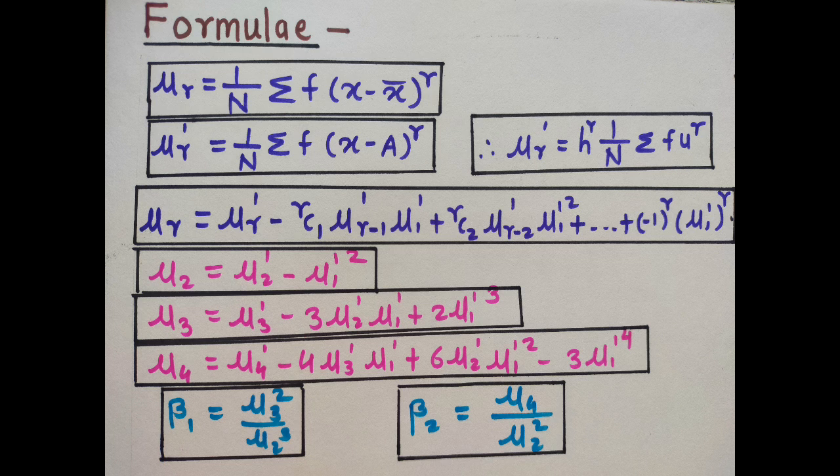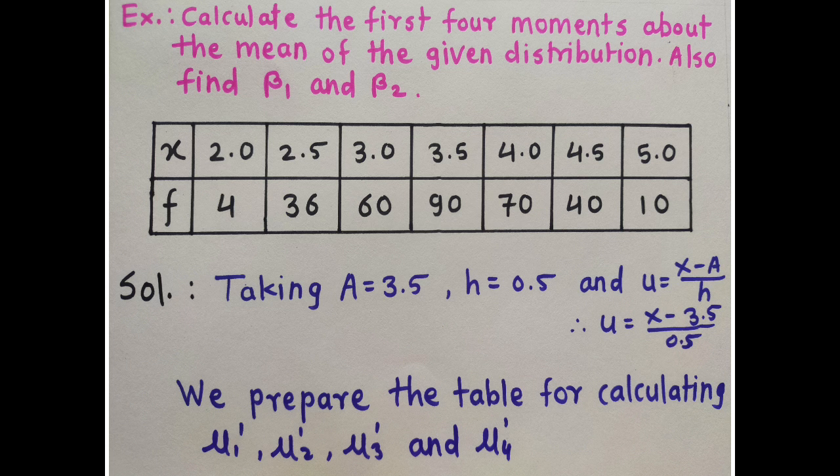After central moments, here we can see the formulas for beta 1 and beta 2. Beta 1 is the coefficient of skewness, that is, beta 1 is equal to mu 3 square upon mu 2 cube, and beta 2 is the kurtosis coefficient, and beta 2 is equal to mu 4 upon mu 2 square. For finding beta 1 and beta 2, we require central moments mu 2, mu 3 and mu 4. So let's see the example of moments, skewness and kurtosis.